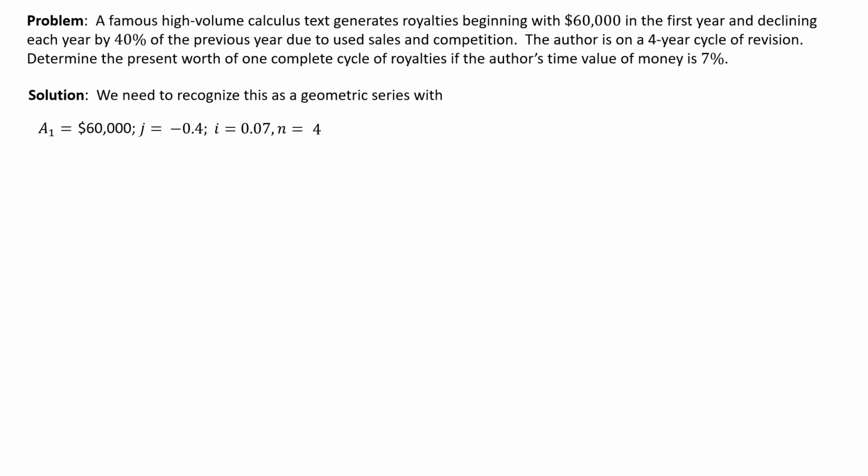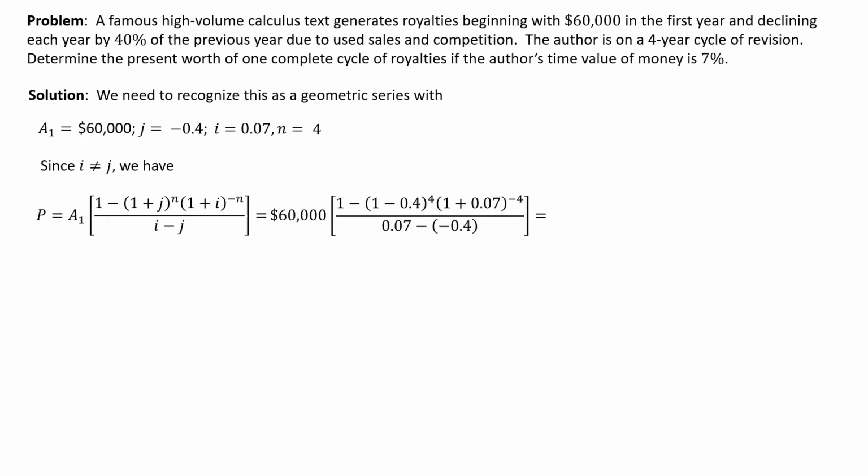So since i is not equal to j, that is true, right? What were we asked to find? This is present worth. We need to find the present worth of this, so we'll use that formula: a1 times 1 minus (1+j)^n over (1+i)^n, and so on. It's a matter of plug and chug. Once you plug and chug and evaluate these quantities, you get $115,037.72. Cool? All right.